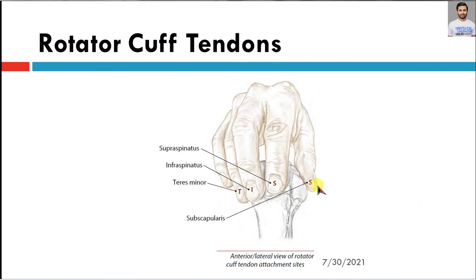This is how the rotator cuff tendons are present on the head of the humerus. As I mentioned earlier, the bicipital groove holds the long head of the biceps, and this is the only structure that passes through the rotator cuff.